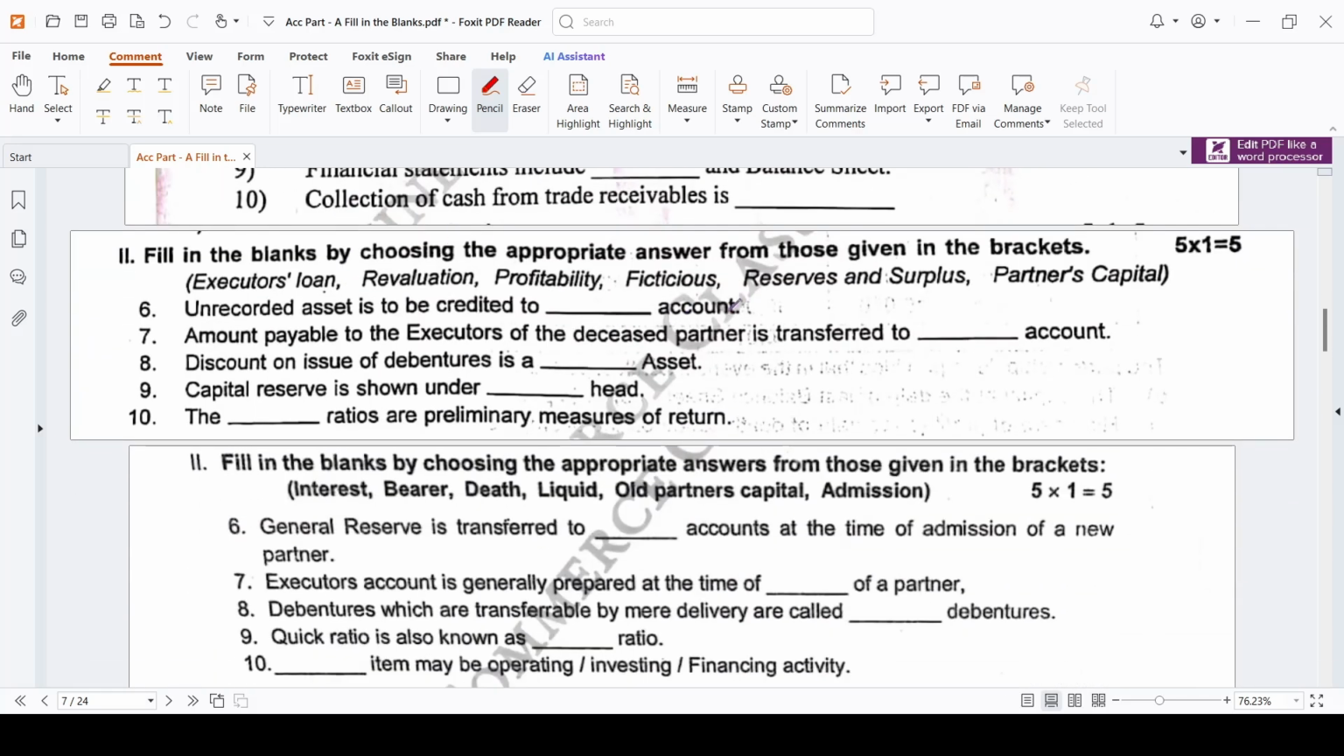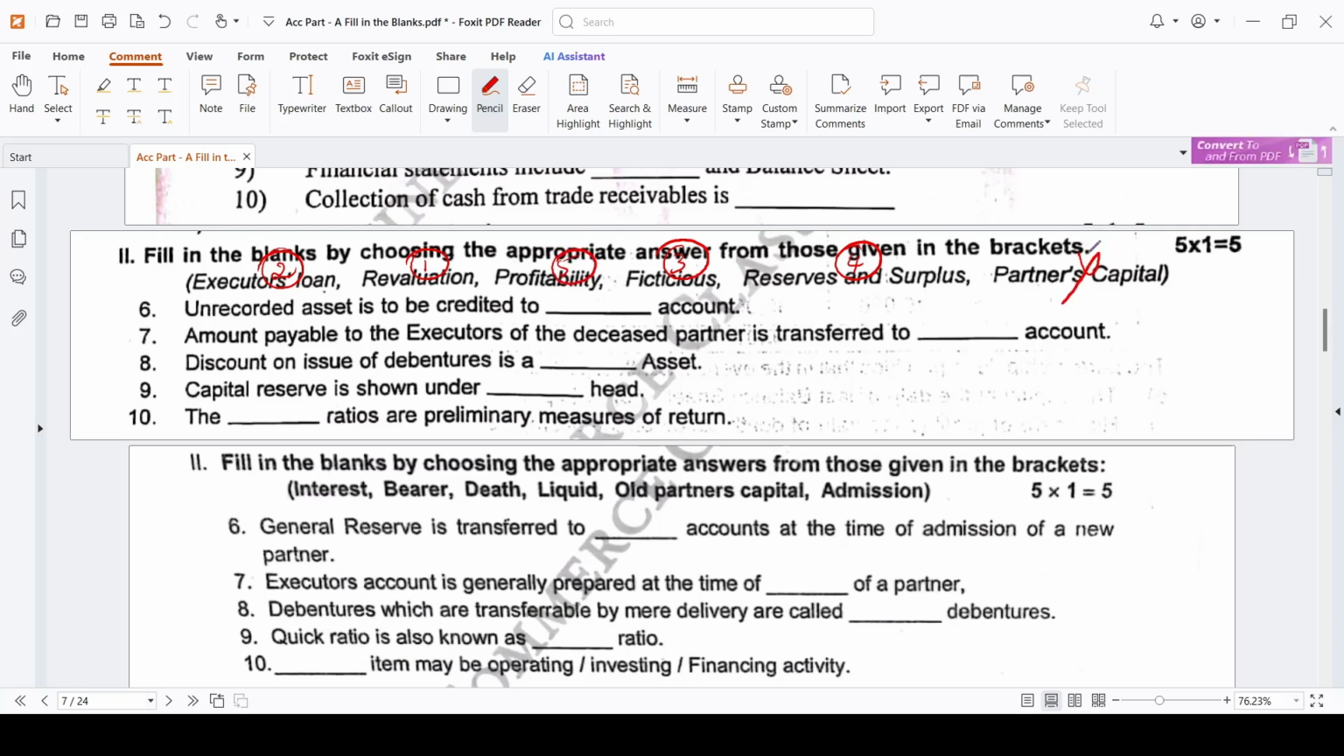Unrecorded asset is to be credited to dash account. Unrecorded asset is to be credited to revaluation account. Amount payable to the executors of the deceased partner is transferred to executor's loan account. If they give you executor's loan account, you write anything, okay? Discount on issue of debentures is a dash asset. It is a fictitious asset. Capital reserve is shown under the head reserves and surplus. The dash ratios are preliminary measures of return, profitability ratios.